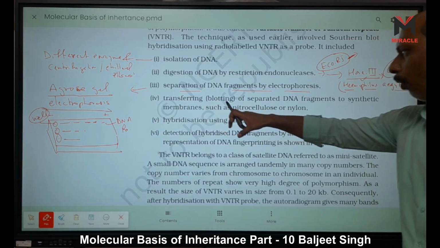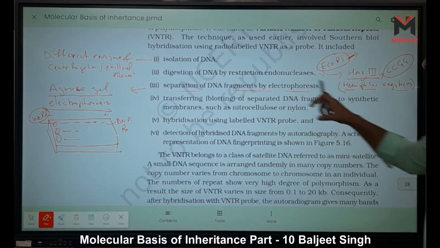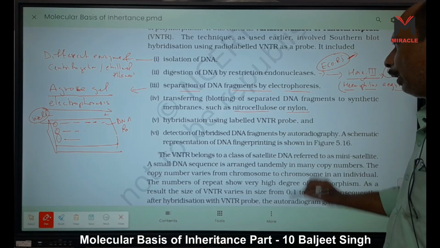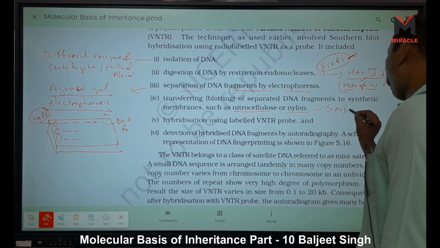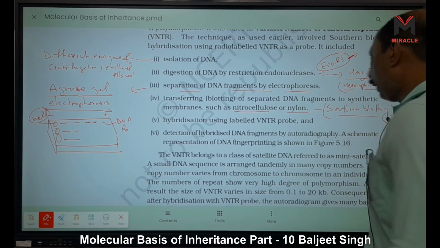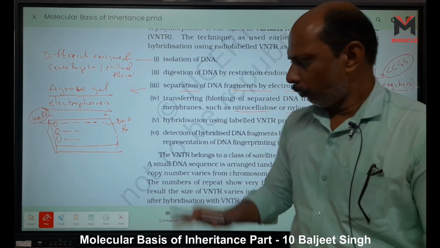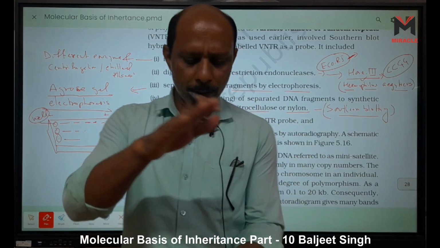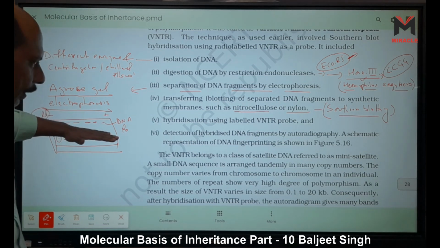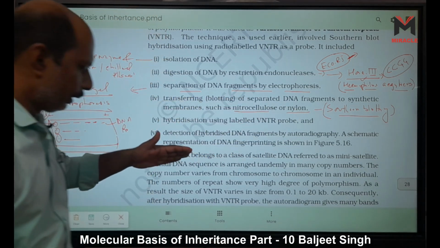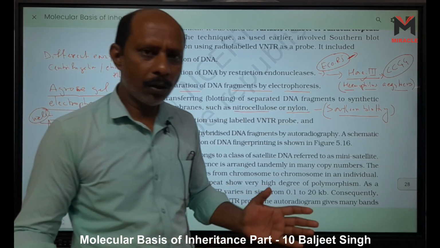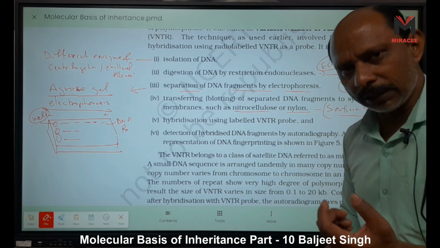Then after that, blotting: transferring the separated DNA fragments to a synthetic membrane, such as nitrocellulose or nylon, and this one is called Southern blotting. Southern blotting acts like an ink blotter. For blotting, we use near about 1.5 kg pressure on this gel. What happens? These DNA fragments get attached to the nylon or nitrocellulose membrane, but we cannot see them because they are very small, right?